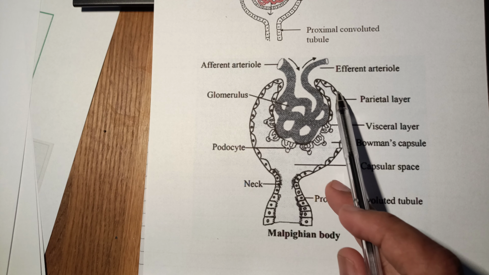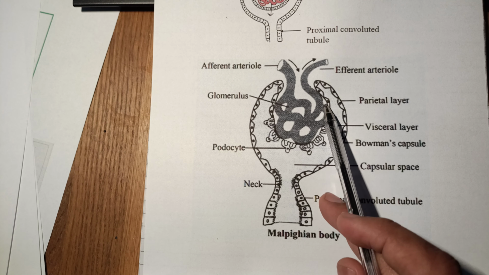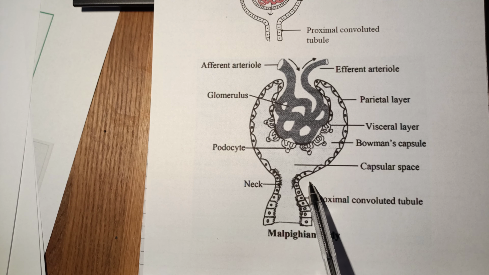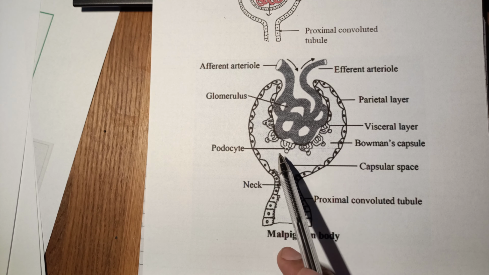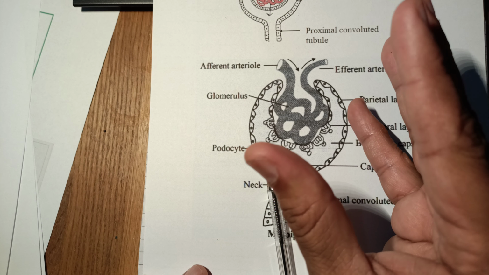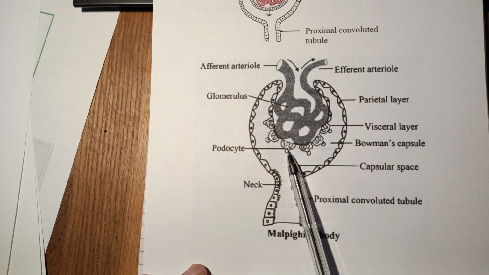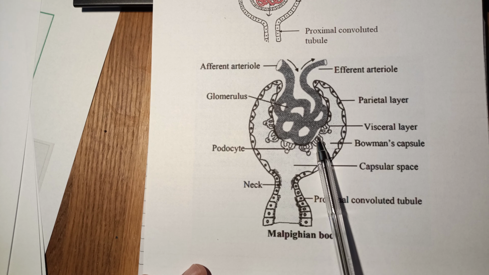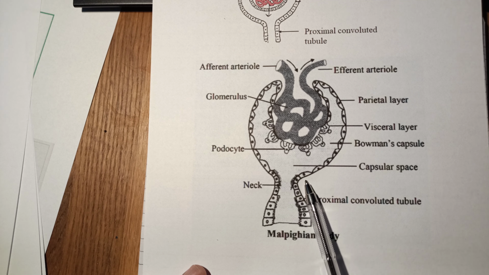The Bowman's capsule has two layers, a parietal layer and a visceral layer. Parietal is outside, visceral is inside. The visceral layer has special types of cells that have legs. Legs are also called podo, so they are called podocytes. These are on the visceral layer, and the parietal layer is thin.